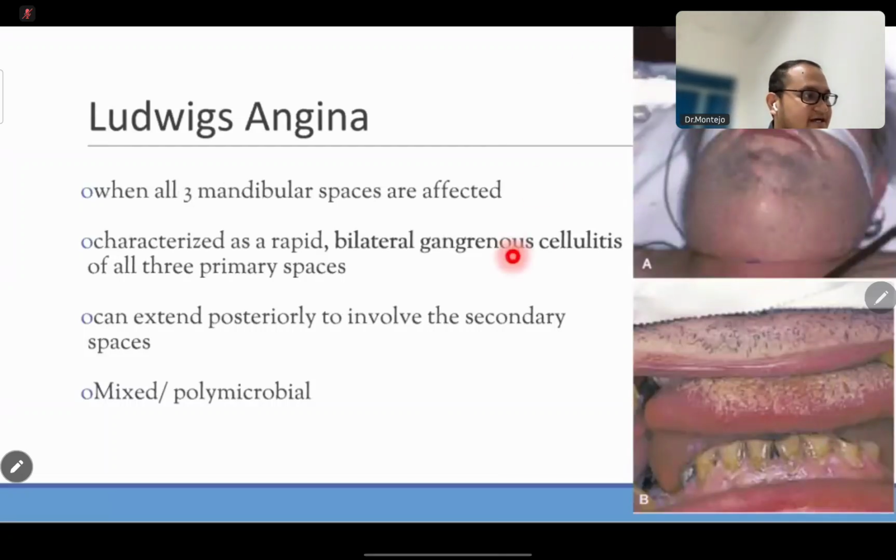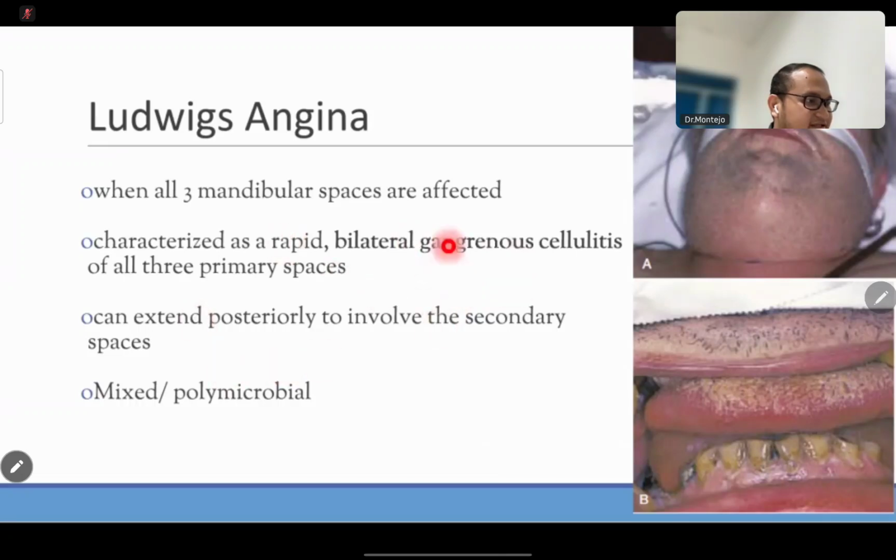So Ludwig's angina happens when all three mandibular spaces are affected. Okay? Ludwig's angina is not an abscess. Take note, it is a bilateral gangrenous cellulitis. So when we say cellulitis, whenever you do aspiration, it would yield negative. So no abscess, it's just cellulitis.